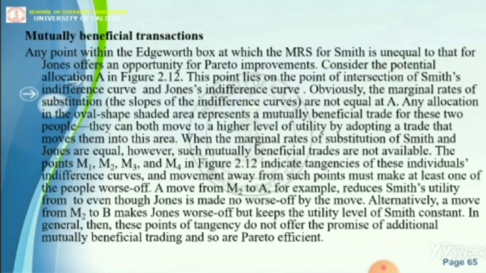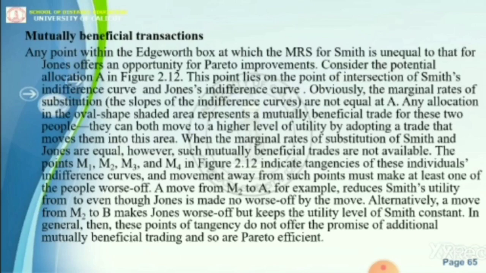എന്താ അതിനർത്ഥം? It indicates tangencies of these individuals' indifference curves, and movement away from such points must make at least one of the people worse off. കണ്ടോ, ആരൊക്കെയോ ബുദ്ധിമുട്ടിലുണ്ട്. So a move from M1 to A, for example, reduces Smith's utility, even though John's is made no worse off by the move. Alternatively, a move from M2 to B makes John worse off but keeps the utility level of Smith constant.